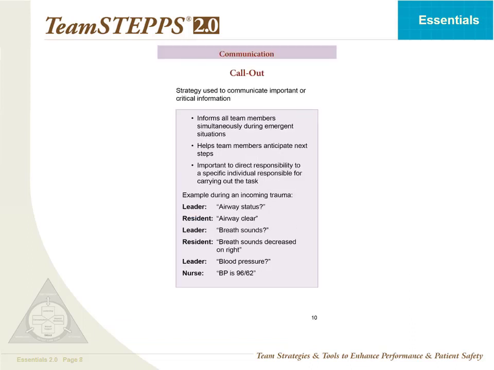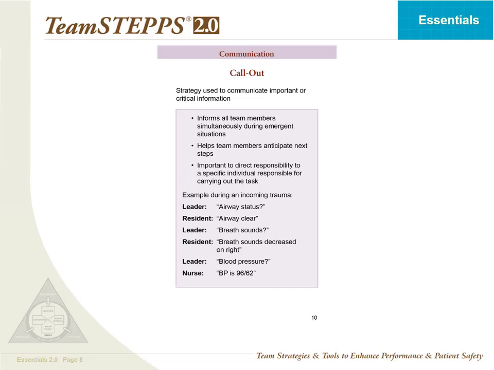Another communication tool is the call out. A call out is a tactic used to communicate critical information during an emergent event. Critical information called out in these situations helps the team anticipate and prepare for vital next steps in patient care. It also benefits a recorder when present during a code or emergent event. One important aspect of a call out is directing the information to a specific individual.